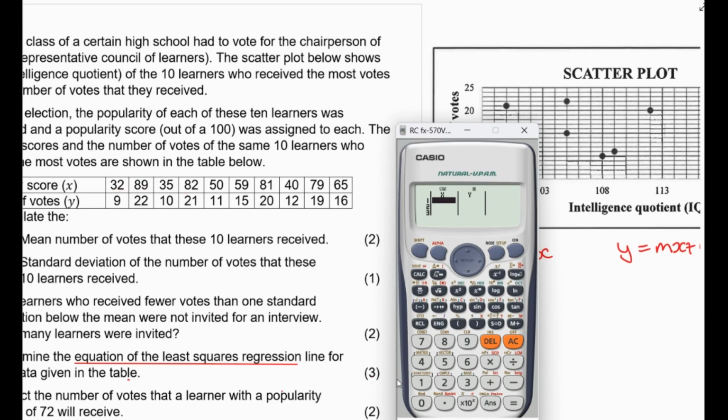Let me start by entering the x values. 32 equals, 89 equals, 35 equals, 82 equals, 50 equals, 59 equals, 81 equals, 40 equals, 79 equals, and then 65 equals. Right, now I want to enter the values of y, so I can go up.